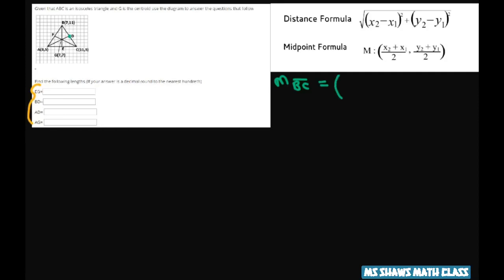So just add your x's. You're just getting the average of your x's and your y's, basically. And so that's going to give you 18 divided by 2 is 9, and 16 divided by 2 is 8. So that's your D. So once you have that, we already have the others because they have the same points here. So now let's find the distance of EG.